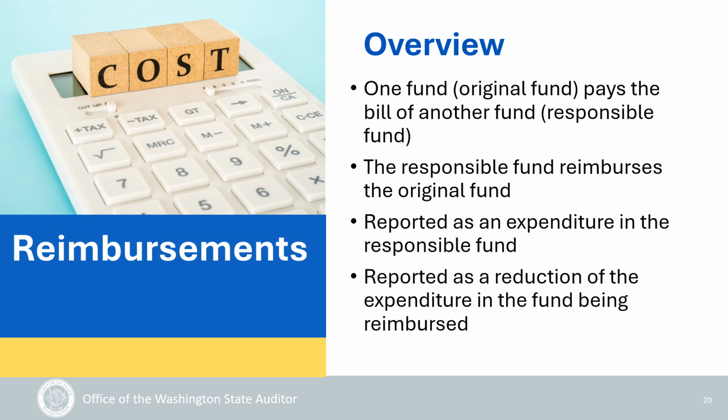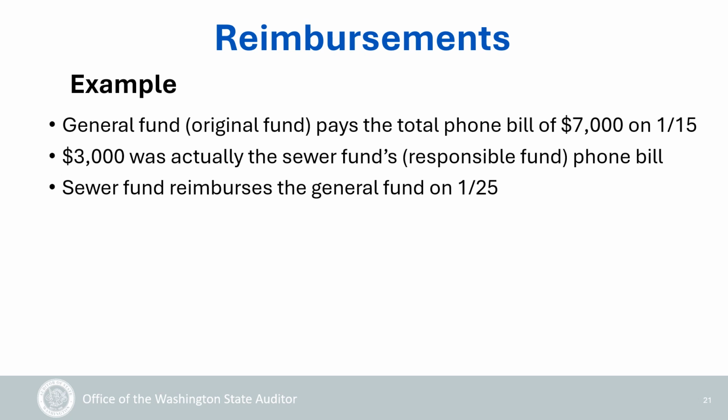Let's look at an example. The general fund is our original fund in this example. The general fund pays the phone bill totaling $7,000 on January 15th. Of that $7,000, $3,000 was actually for the sewer fund portion of the bill. That means the sewer fund is the responsible fund for that $3,000. The sewer fund reimburses the general fund later that month.